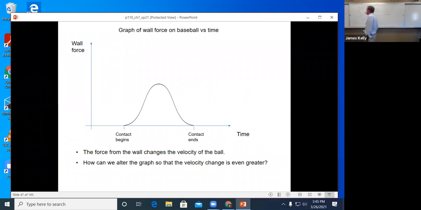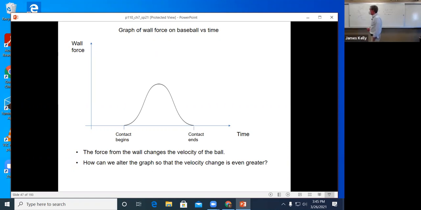Okay, so from this, it's clear that the force from the wall changes the velocity of the ball. We're going to try to make this precise. What properties of the shape of this graph influence how much the ball changes its velocity? It had a big change in velocity. It was going in that direction really fast, and then it was going in this direction really fast. So it had a huge effect on the change of its state of motion.